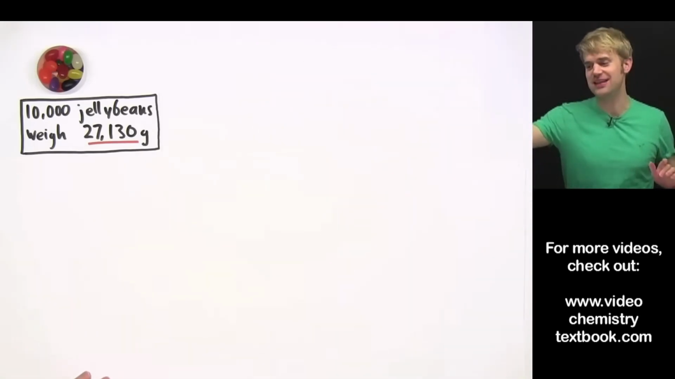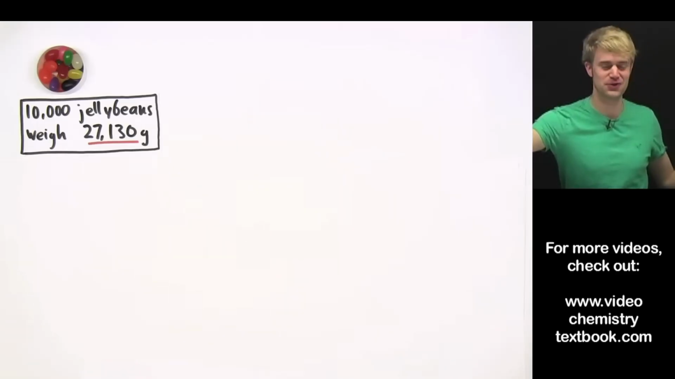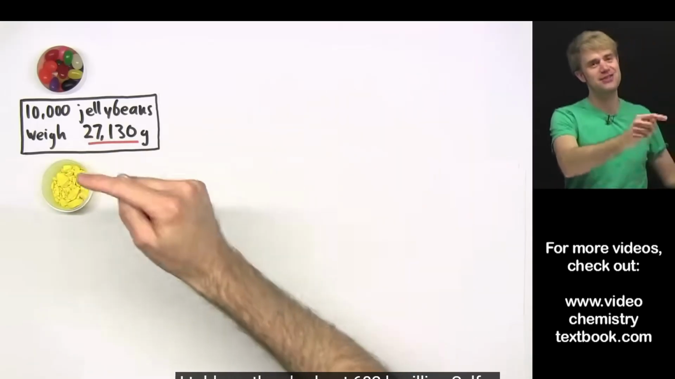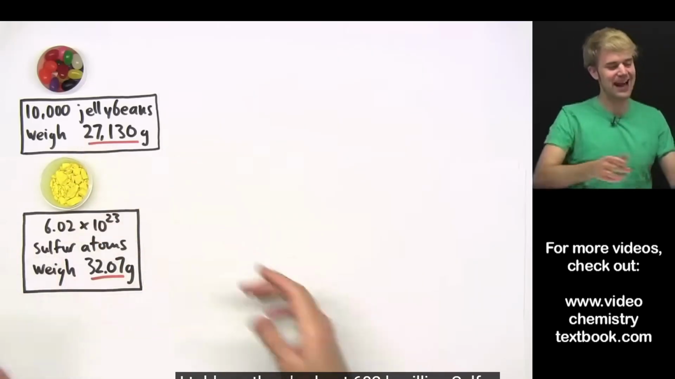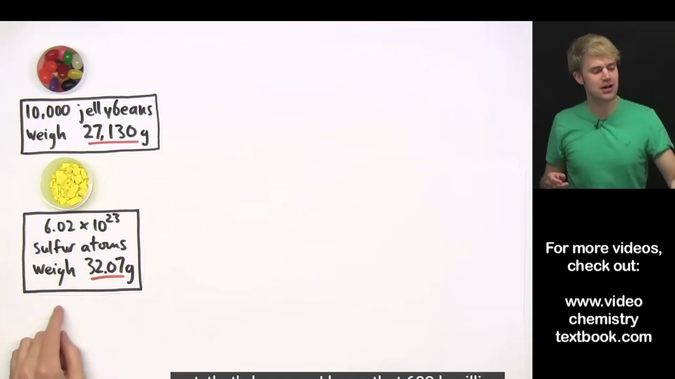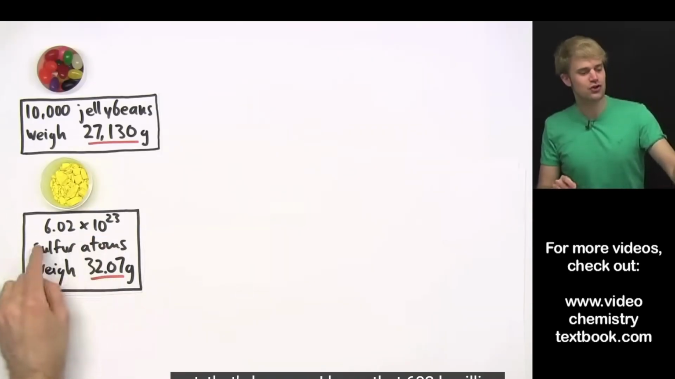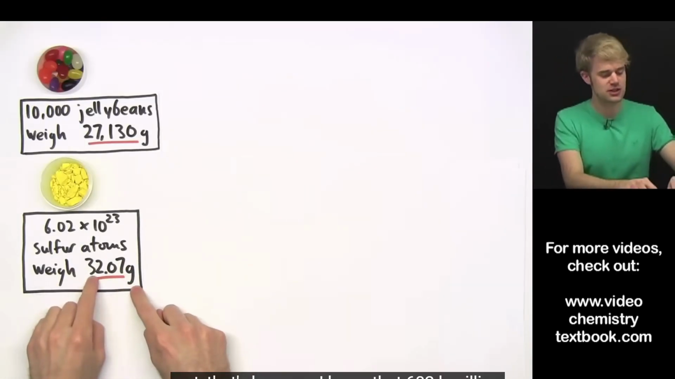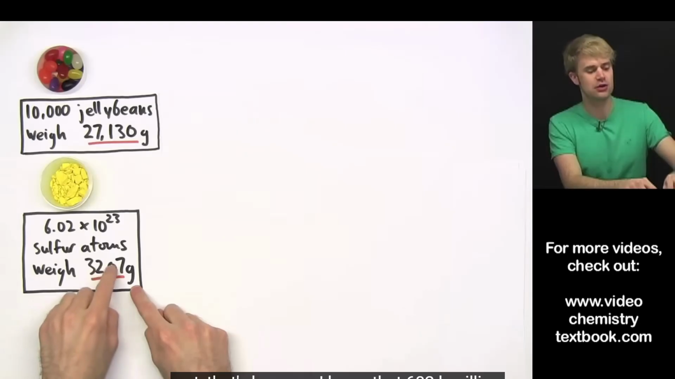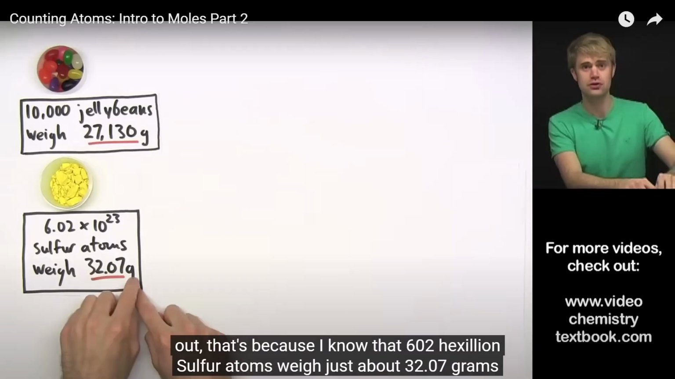We can do the exact same thing here with moles. I told you there's about 602 hexillion sulfur atoms here. Of course I didn't count that out. That's because I know that 602 hexillion sulfur atoms, a mole of sulfur atoms, weighs just about 32.07 grams. Can you think where he might have gotten that number from?